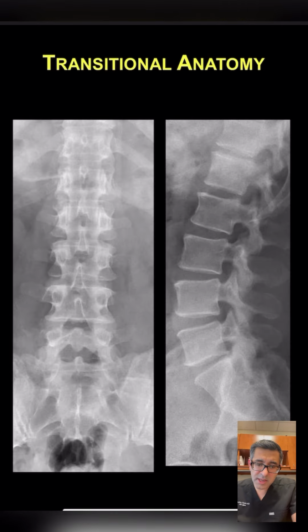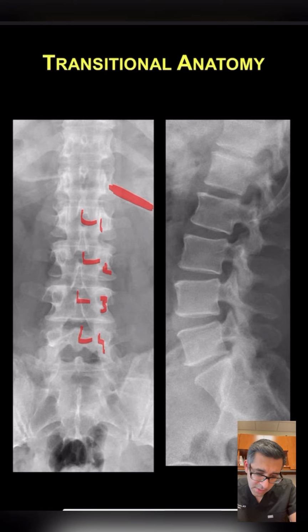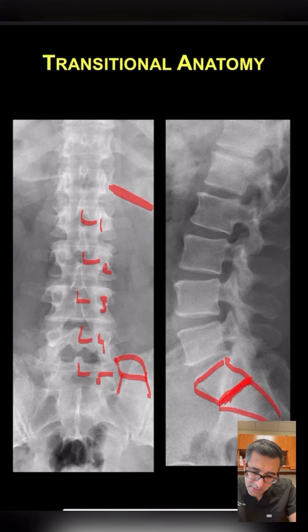This one here, the next one has transitional anatomy. What do I mean by that? Well, you see here, this one is a rib, so this would be T12, and so then you have L1, L2, L3, L4, and L5 in fact is sacralized, because you can see here the transverse process is attaching to the sacrum here. So this L5 is sacralized, and you can see the same thing on the lateral, that this L5 is actually sacralized, and there's a very small disc here.